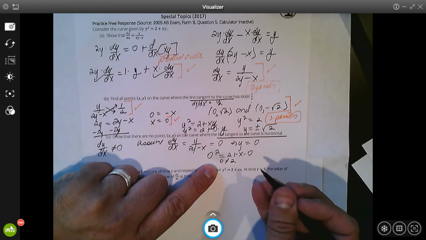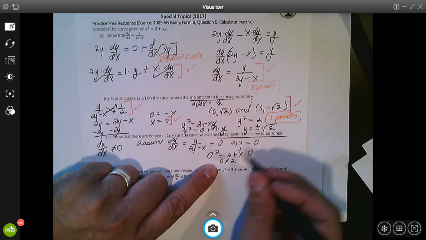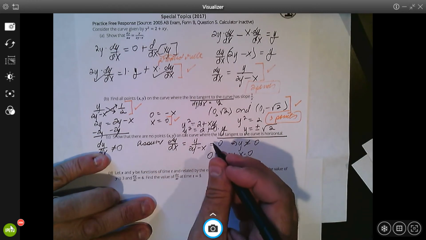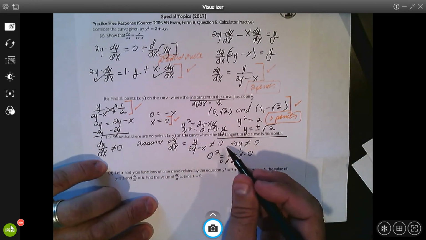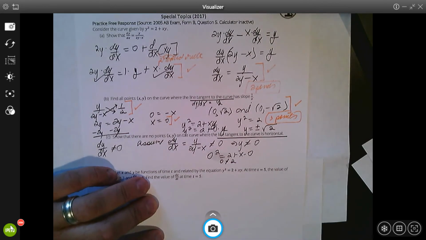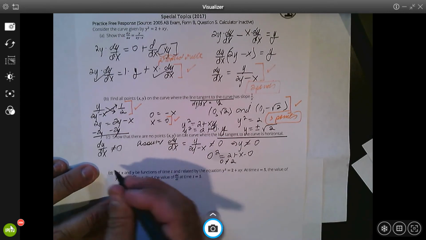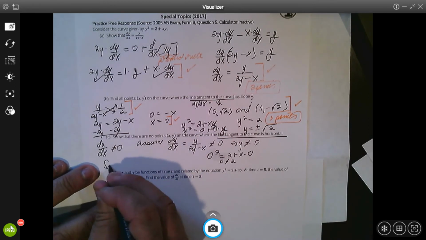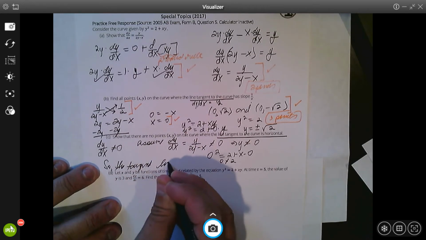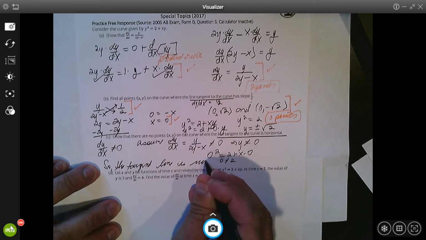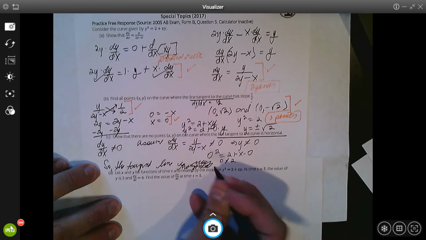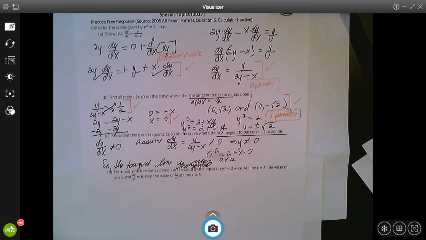0 can never be equal to 2, which means that y cannot be equal to 0, which means that there is no place where the tangent line is horizontal. That's proof by contradiction. So I'd say the tangent line is never horizontal.